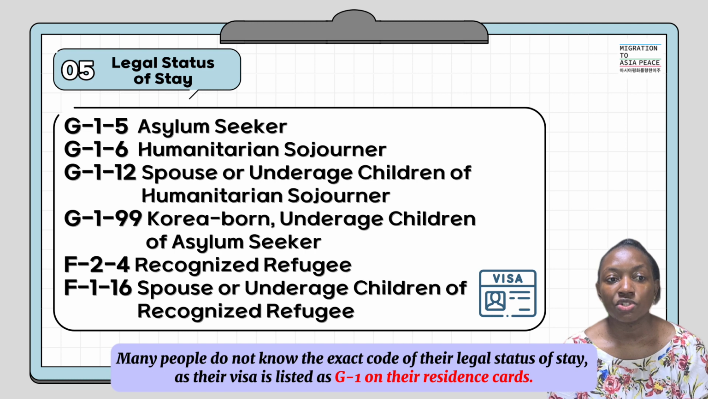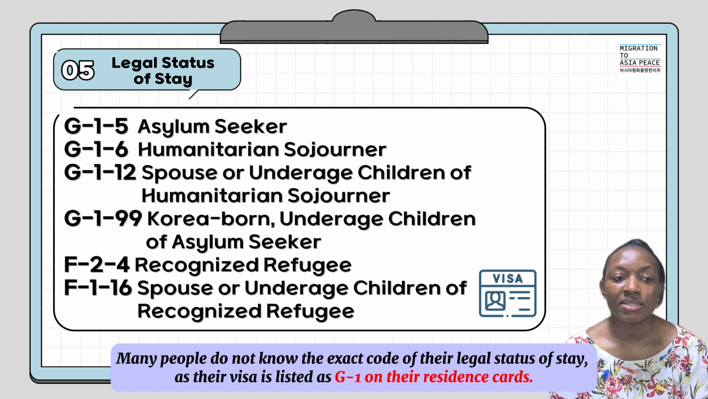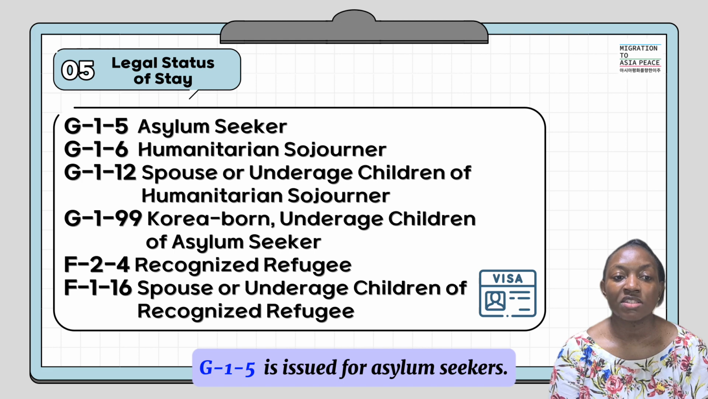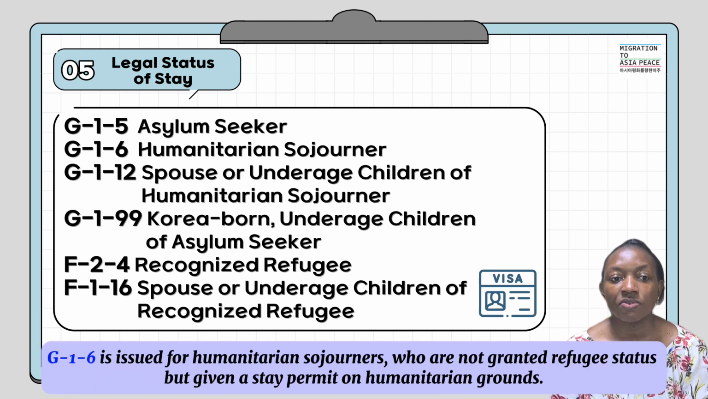Many people do not know the exact code of their legal status of stay, as their visa is listed as G1 on their residence cards. G1-5 is issued for asylum seekers. G1-6 is issued for humanitarian sojourners who are not granted refugee status but given a stay permit on humanitarian grounds.